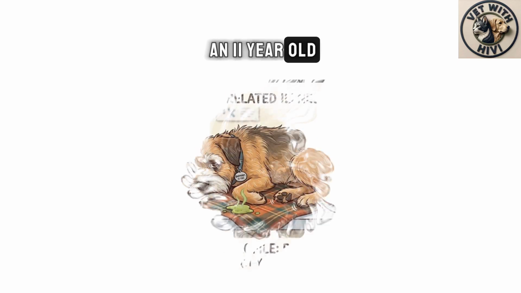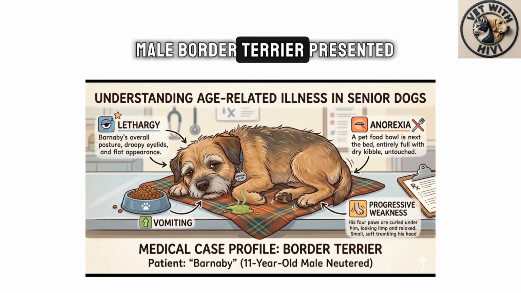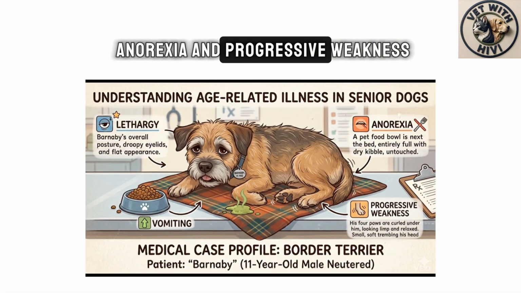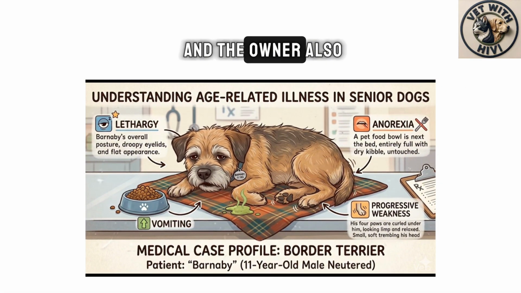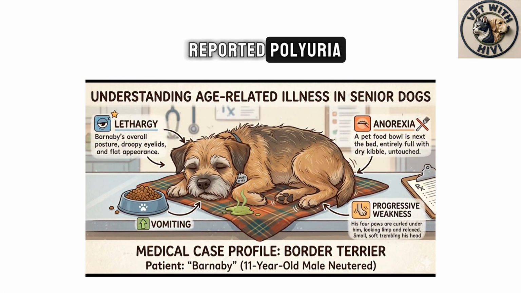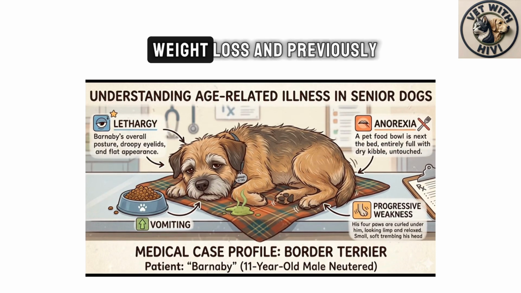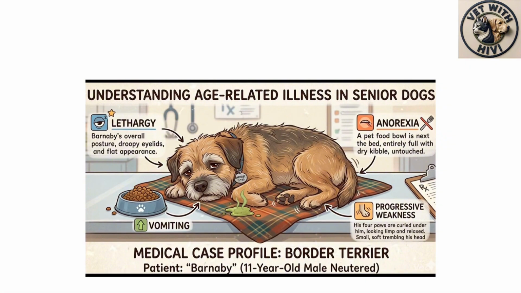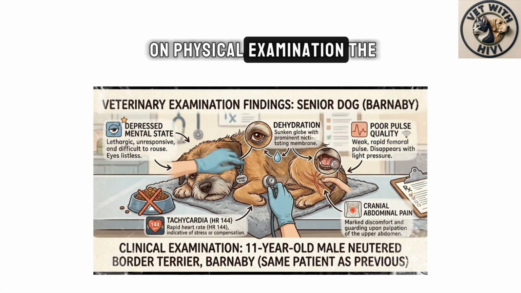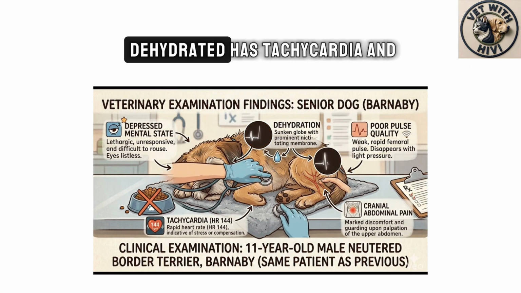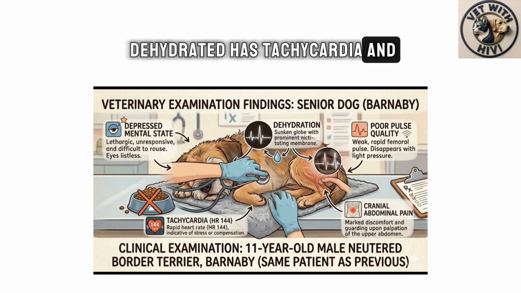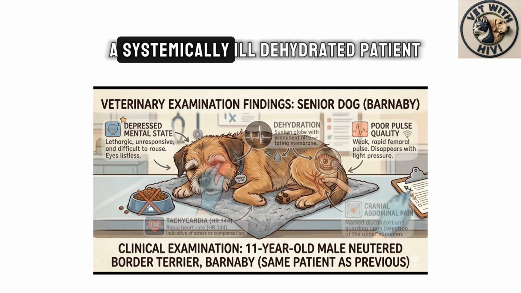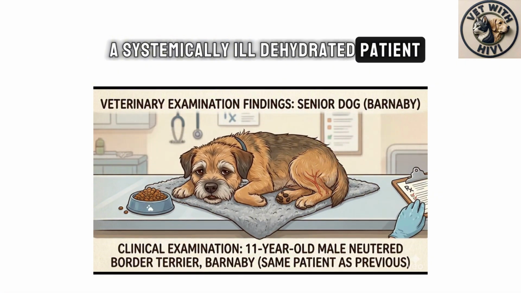An 11-year-old male border terrier presented with lethargy, vomiting, anorexia, and progressive weakness. And the owner also reported polyuria, polydipsia for 2 weeks, weight loss, and previously good appetite. On physical examination, the dog was depressed, dehydrated, has tachycardia, and cranial abdominal pain. So now we have a systemically ill, dehydrated patient.